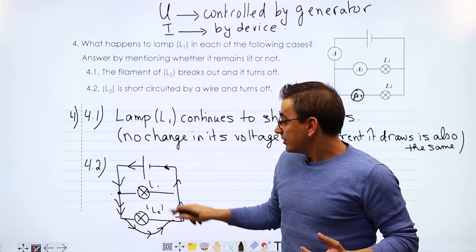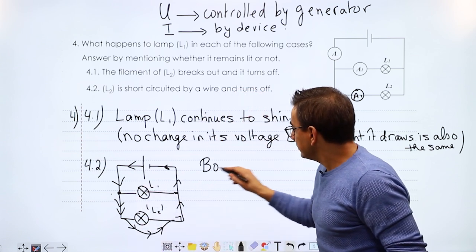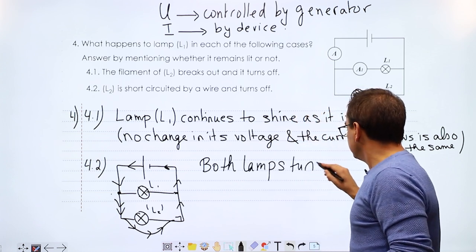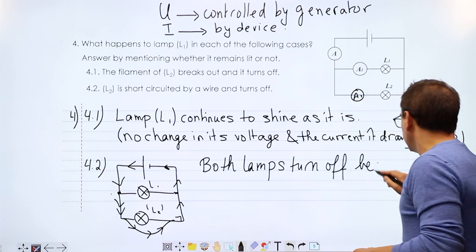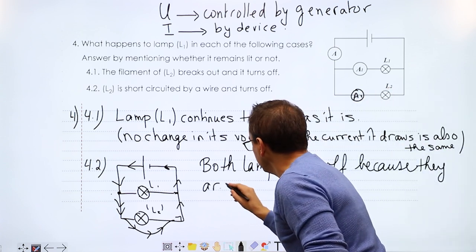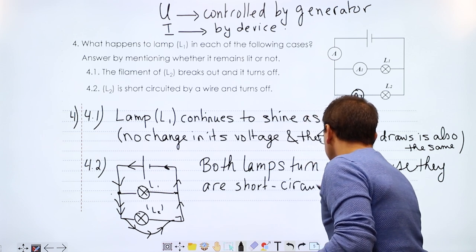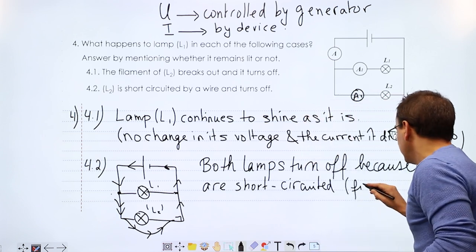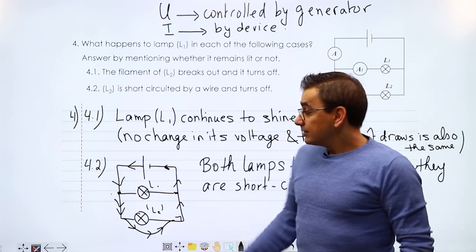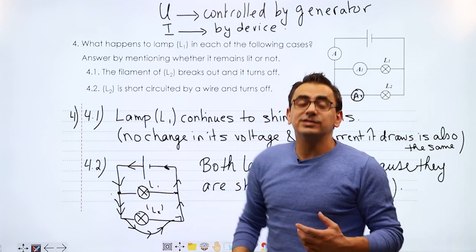So what do you notice? Both lamps will turn off, because they are short-circuited. Short-circuited. Okay? Between brackets, figure. If you add a figure here, a reader would understand what happened. Okay? So this is a very nice thing. When you short-circuit devices in parallel, the whole devices stop functioning.